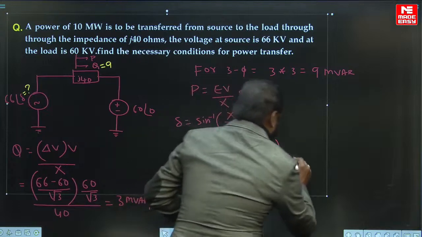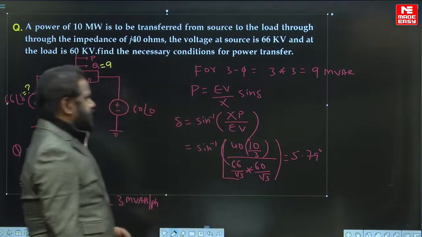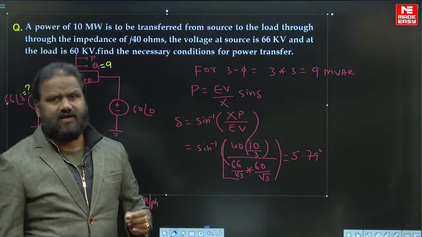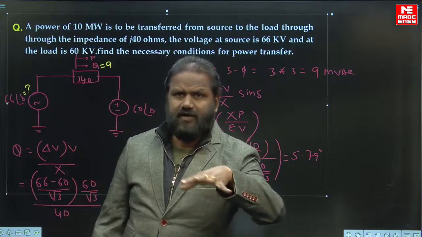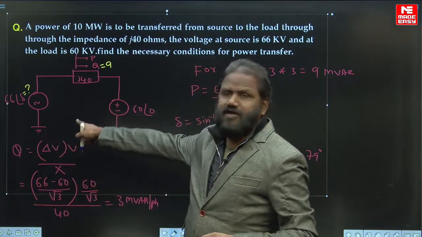This is equal to 5.79 degrees. Okay, this is the value that you can use. Mind one thing I am saying: this delta has a limitation. Delta should be around 5 degrees, and under no circumstances should it exceed 10 degrees for a single generator.